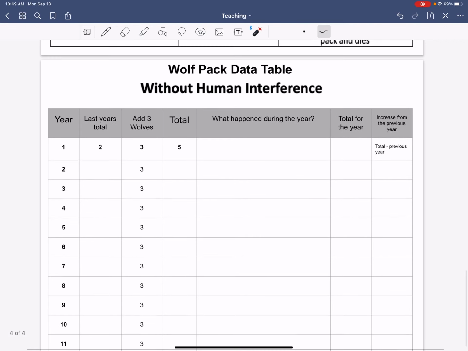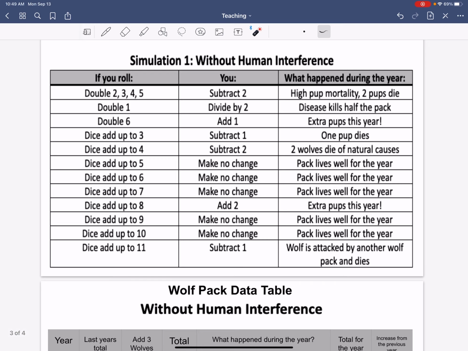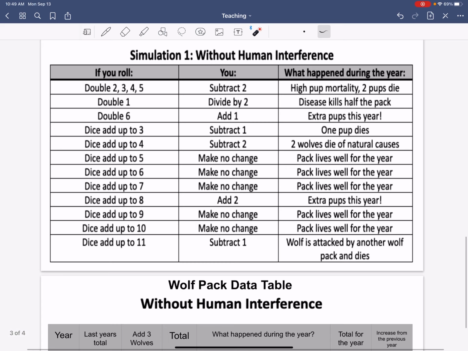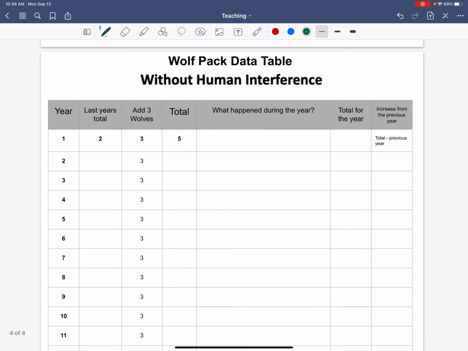So I'm going to roll my dice. I roll my dice and I get dice that add up to 4. So subtract 2. 2 of my wolves die of natural causes. So down here on what happened that year, I'm going to say -2 wolves died. Sad day, right? So 5 minus 2, at the end of the year, I ended up with 3 wolves.